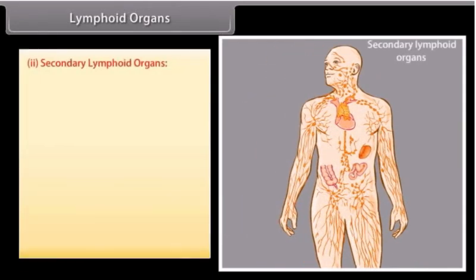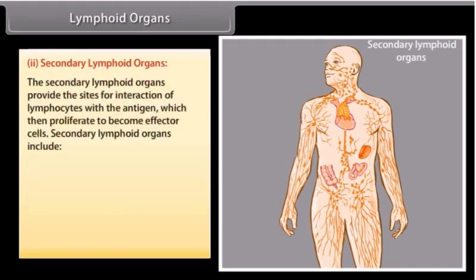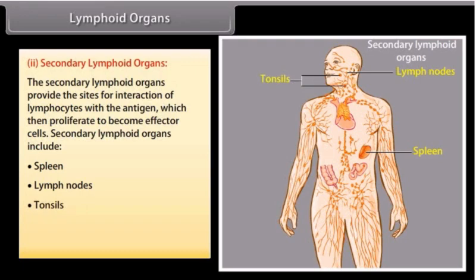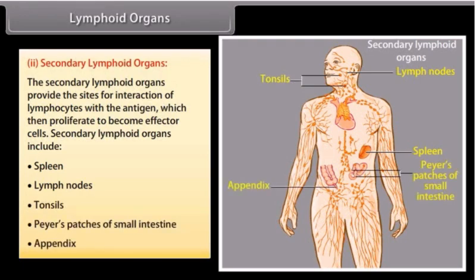Secondary lymphoid organs. The secondary lymphoid organs provide the sites for interaction of lymphocytes with the antigen, which then proliferate to become effector cells. Secondary lymphoid organs include spleen, lymph nodes, tonsils, Peyer's patches of the small intestine, and appendix.